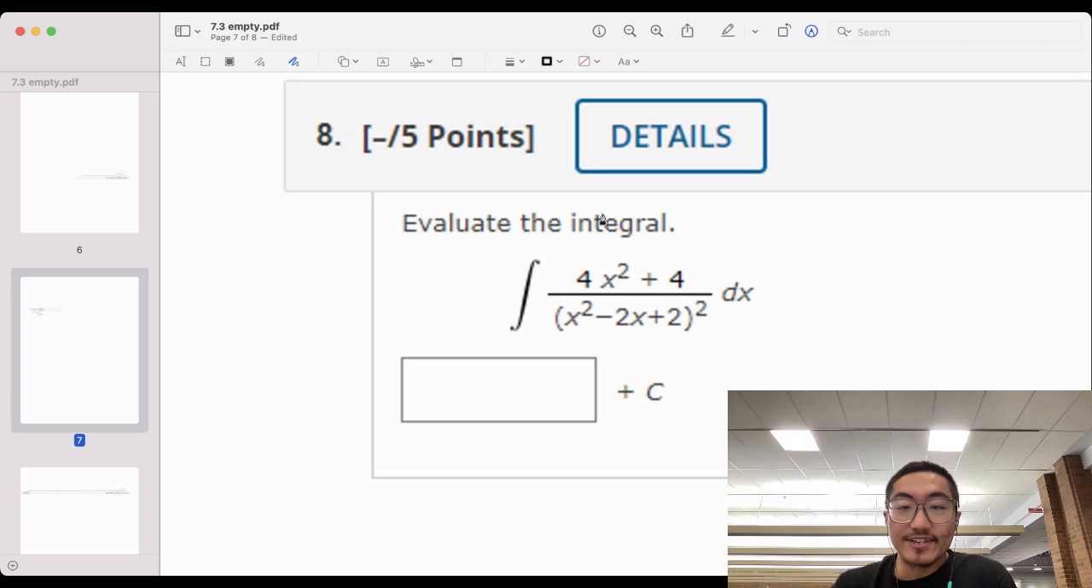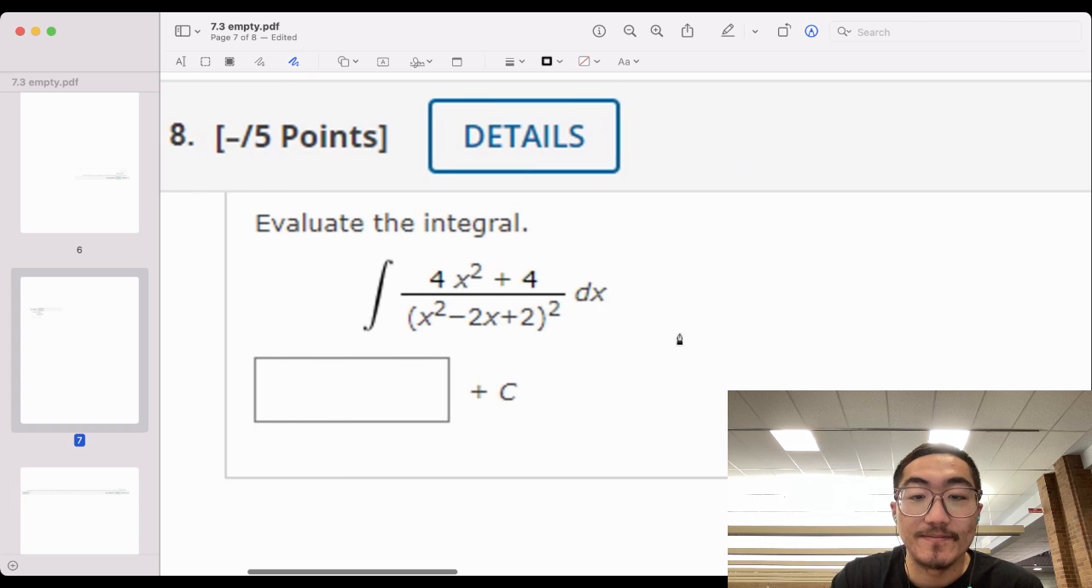Okay, for this one, you know that there's a completing the square. X squared minus 2x plus 1 is x minus 1 squared.